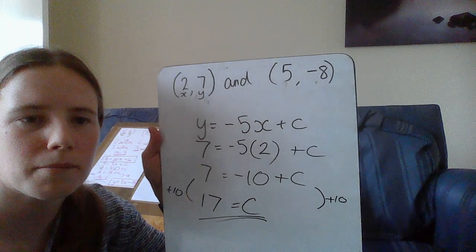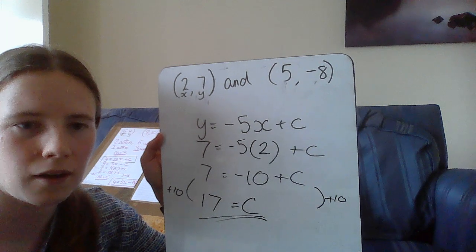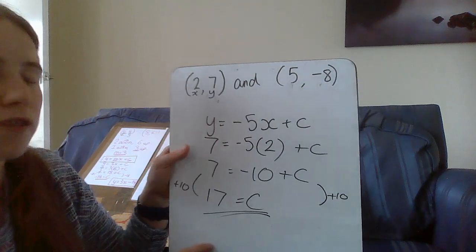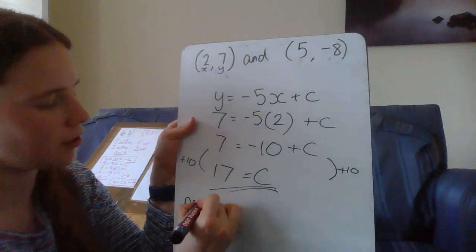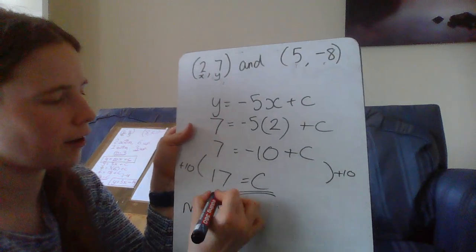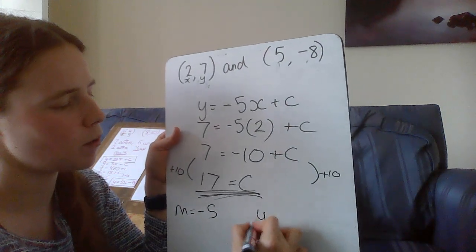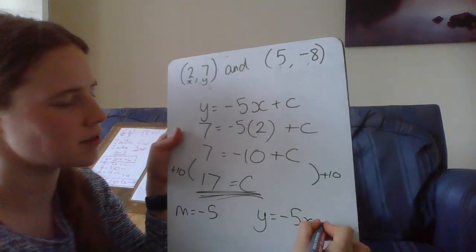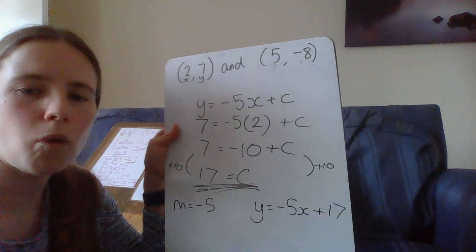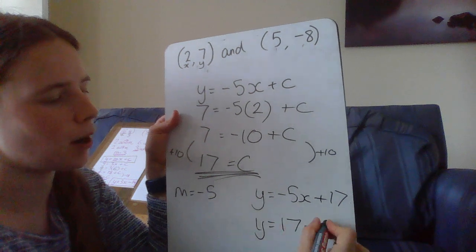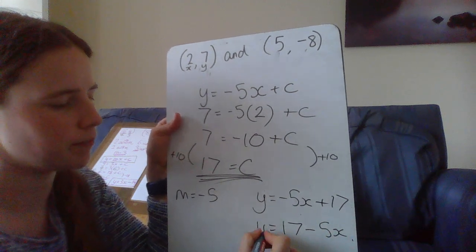The final step is writing down your final answer. Okay, so my final answer, I know my m value is -5, and I know my c value is 17. So my final answer is y equals -5x plus 17, or you can also write that as y equals 17 minus 5x if you prefer.